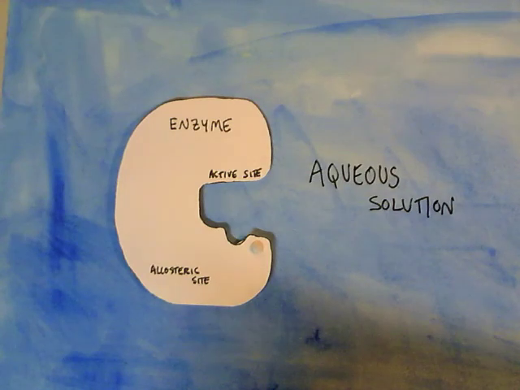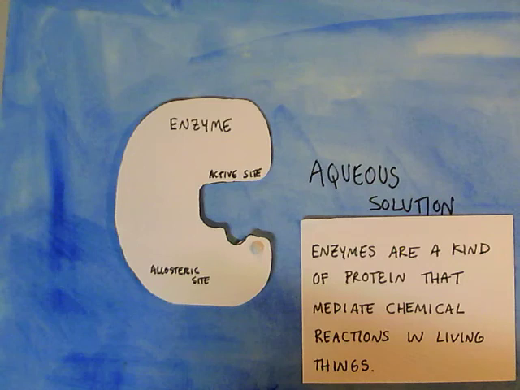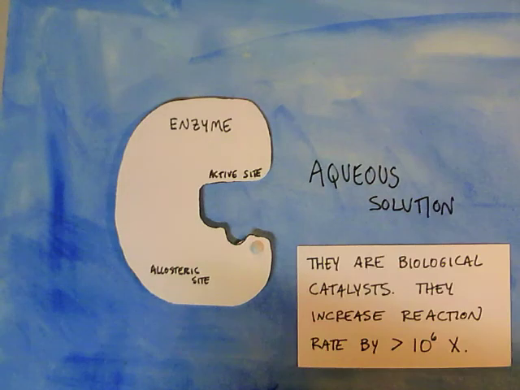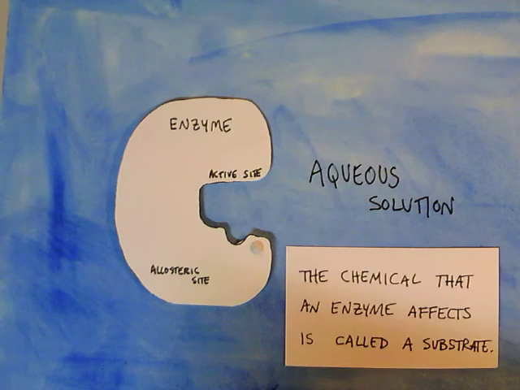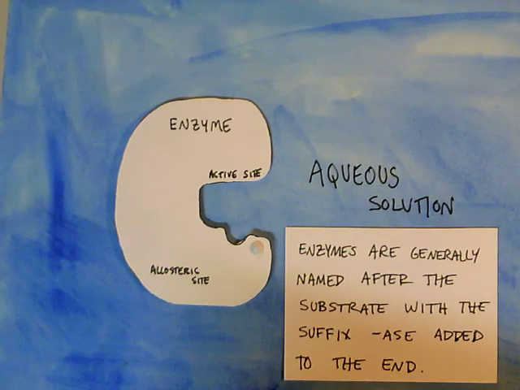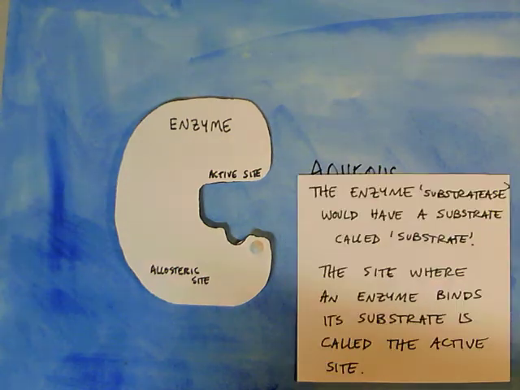Enzymes are a kind of protein that mediate chemical reactions in living things. They are biological catalysts. They increase reaction rate by greater than 1,000,000 times. The chemical that an enzyme affects is called a substrate. Enzymes are generally named after the substrate with the suffix -ase, A-S-E, added to the end. So the enzyme substrate-ase would have a substrate called substrate. Or if an enzyme affected a chemical called dog, then the enzyme would be named dogase. The site where an enzyme binds its substrate is called the active site.